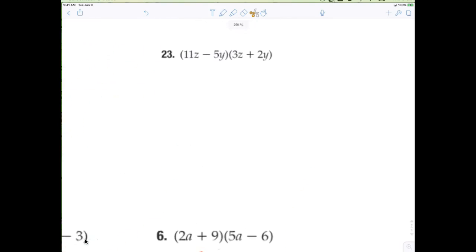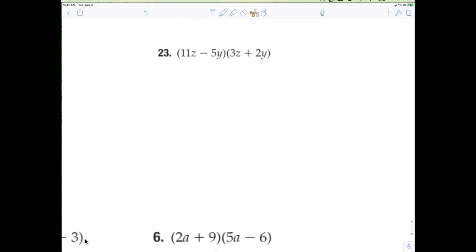Now, why does 23 look a little bit harder? Because there's 2 variables, that's all. But it's not hard at all. So let's just write it down again. 3z plus 2y and 11z minus 5y. Now, negative 10y squared.